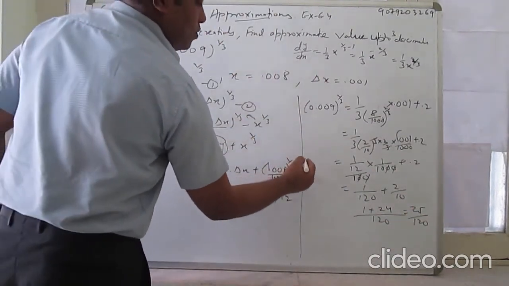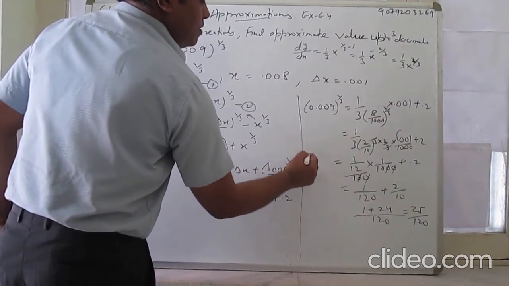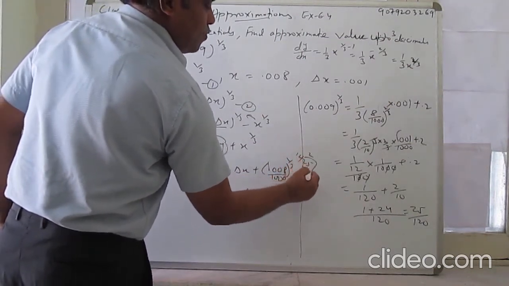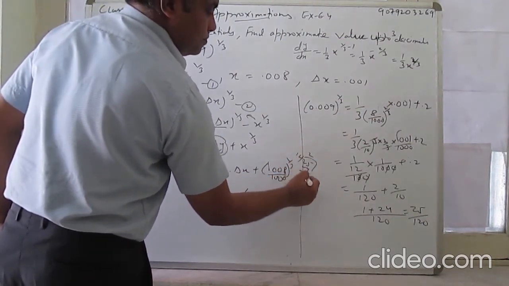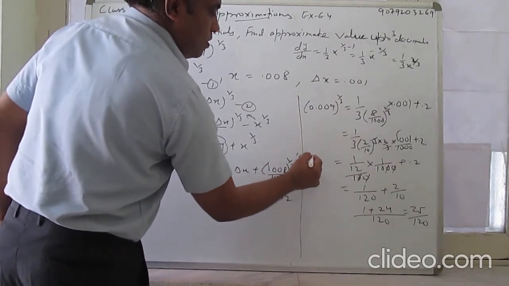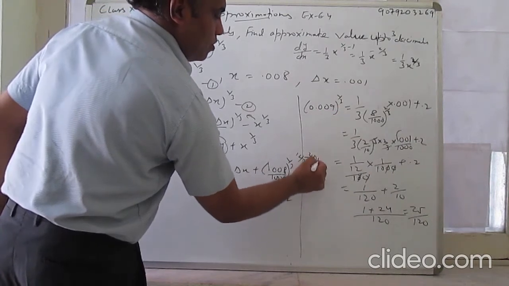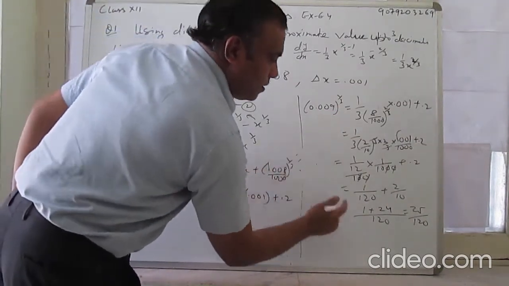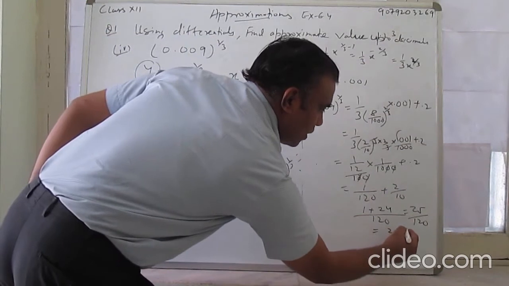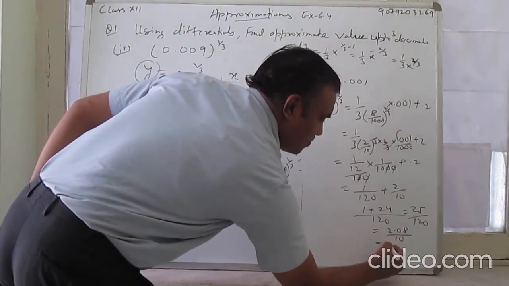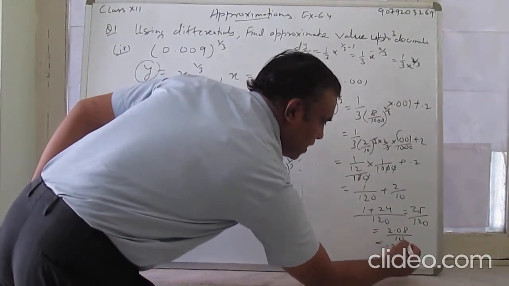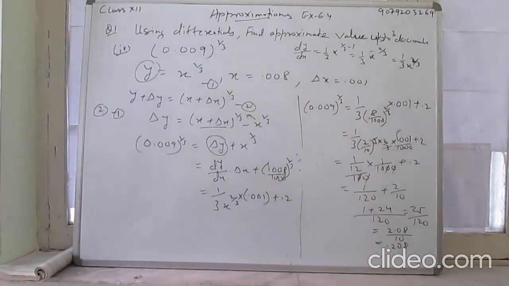So 25 को 12 से डिवाइड कर दीजिए. 12 2 जा 24. Okay, 2.08 upon 10. It means 0.208 is the answer. 0.208.